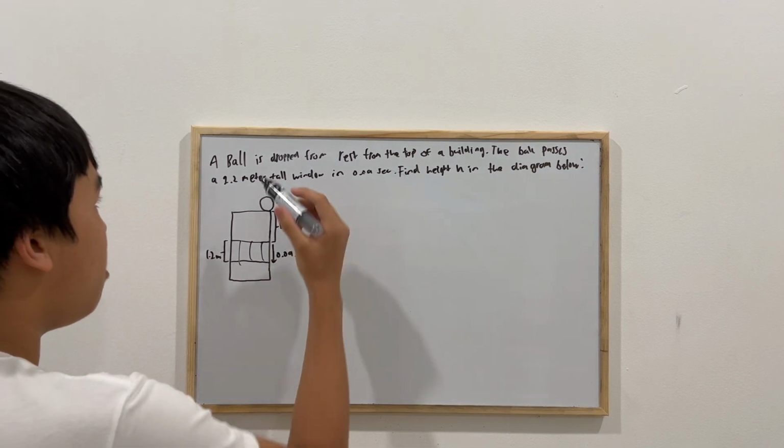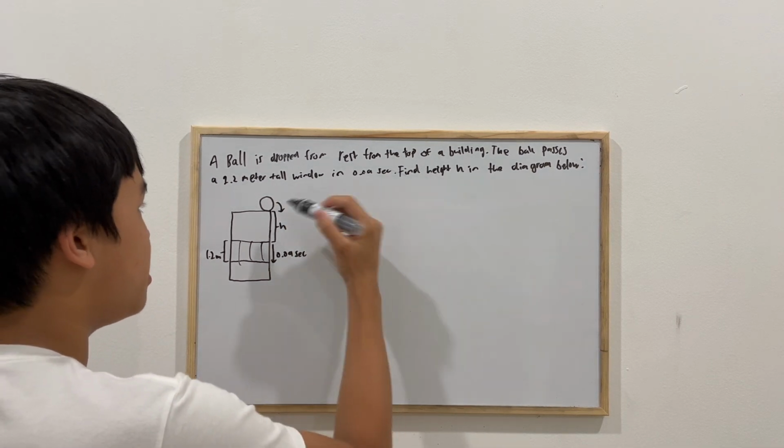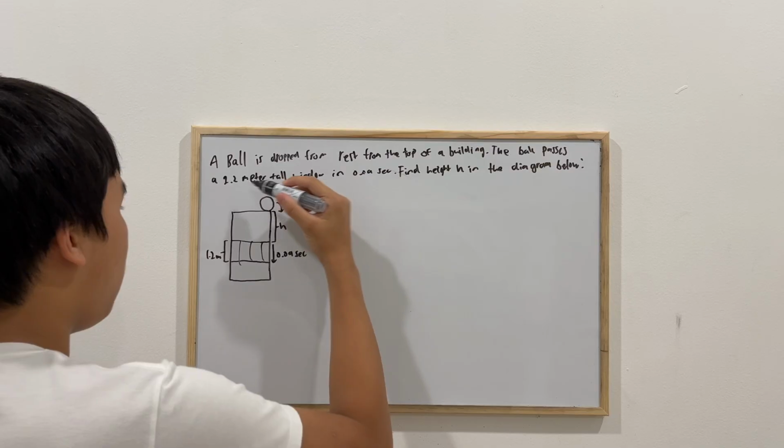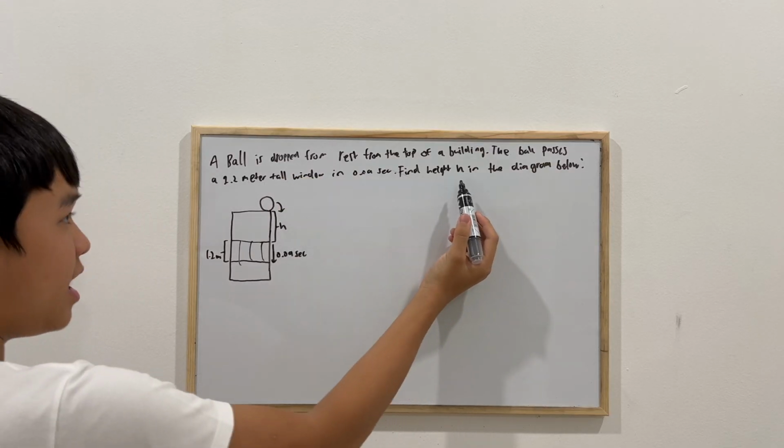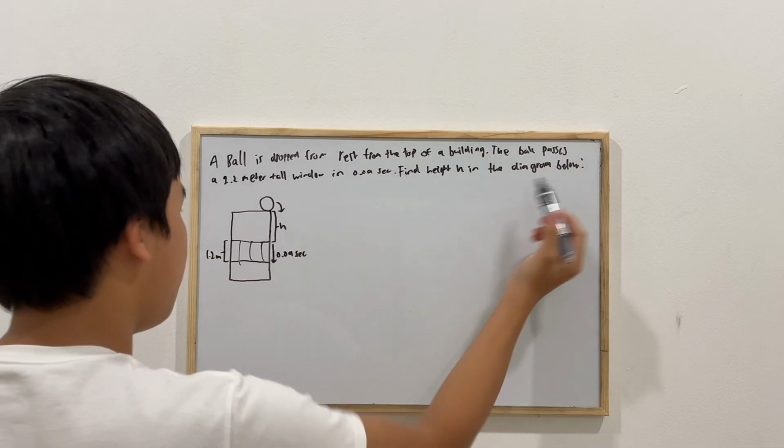Alright, today's problem. A ball is dropped from rest from the top of the building, right here, and the ball passes a 1.2 meter tall window in 0.09 seconds. Find the height h shown in the diagram below.